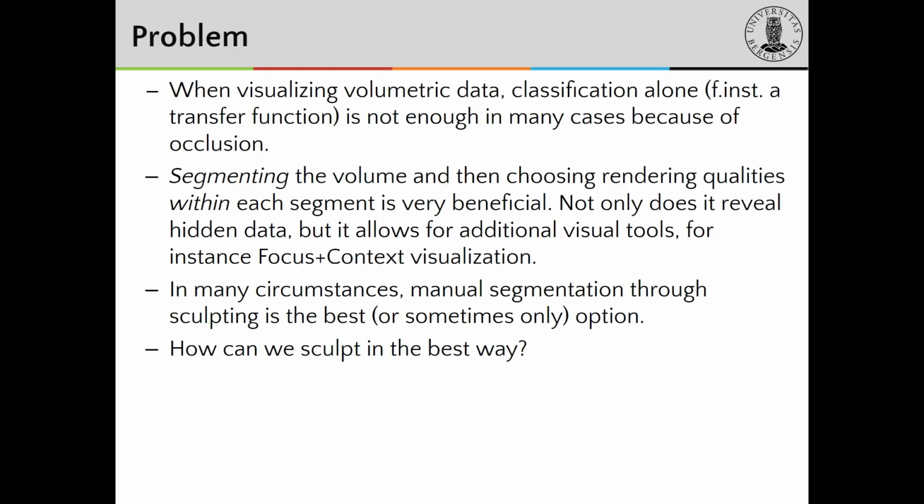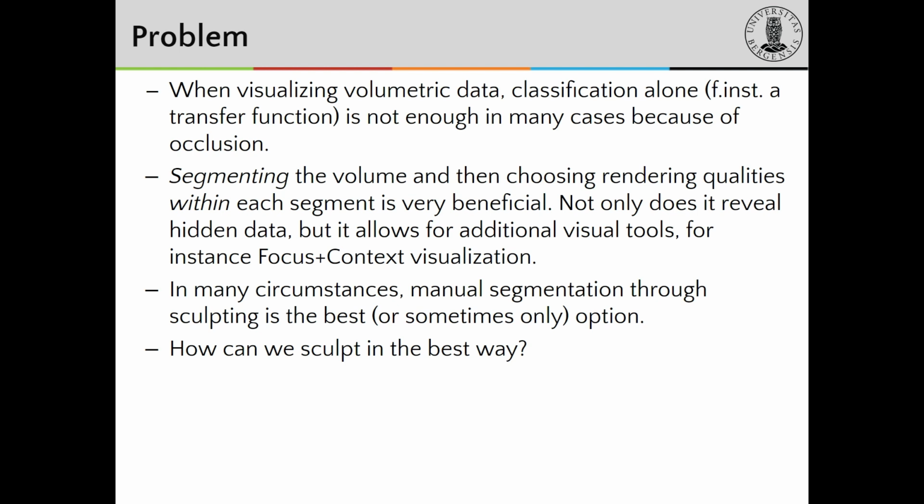When visualizing volumetric data, classification alone is not enough in many cases because of occlusion. Segmenting the volume and then choosing rendering qualities within each segment is very beneficial. Not only does it reveal hidden data, but it allows for additional visual tools, for instance, Focus+Context Visualization. In many circumstances, manual segmentation through sculpting is the best or sometimes only option.